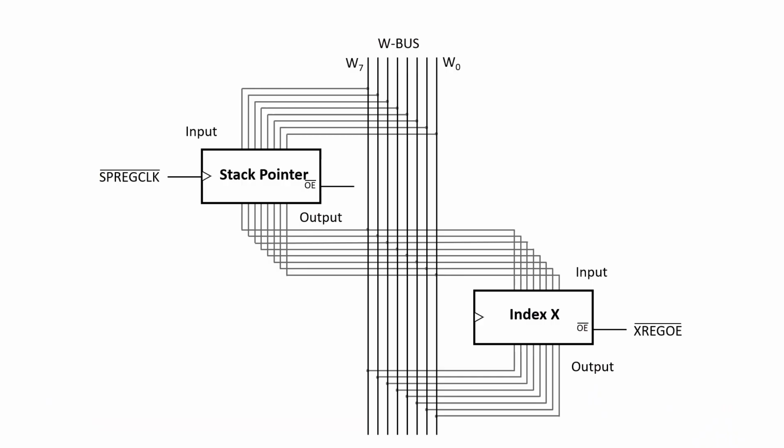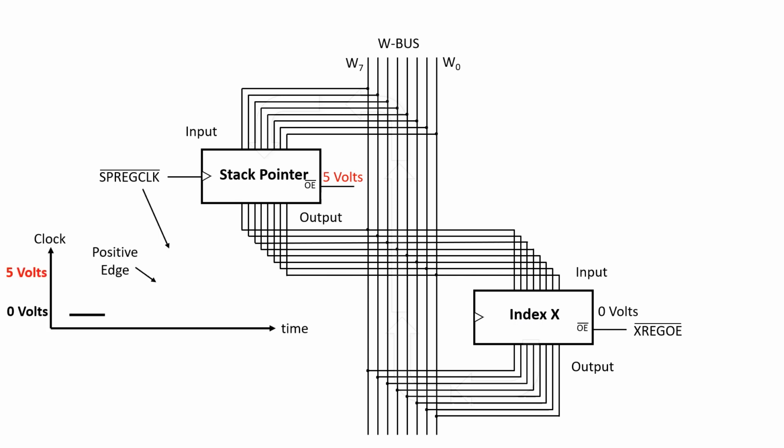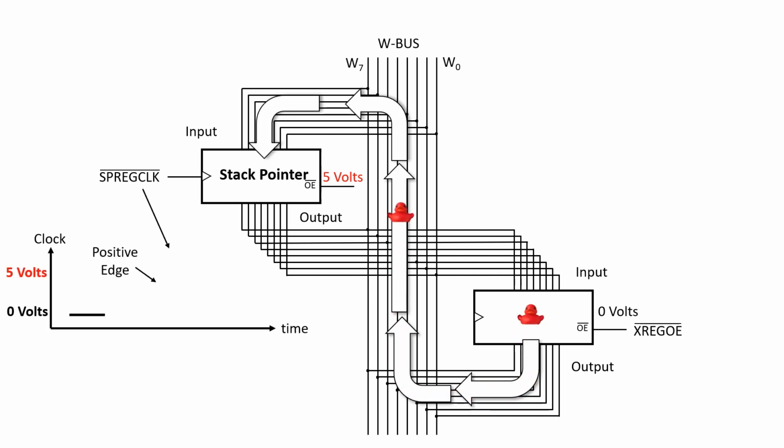Schematically, it looks like this. The microinstruction code asserts the XReg OE and the SP reg clock signals. The data transfer actually occurs at the end of the microinstruction when the SP reg signal is deasserted.